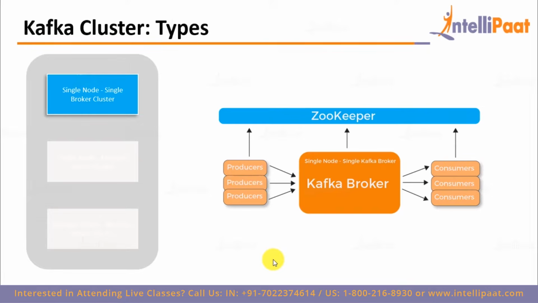So first we have the single node, single broker cluster. In a single node, single broker cluster, we just have a single node. Now, what do I mean by single node? Single node basically means a single system. So in this single system, we have a single Kafka broker over here, and we have producers sending messages to this single node, and these messages would again be consumed by all of these consumers over here. So we just have a single system, and in that single system, we have a single broker present. And that broker is responsible for maintaining the balance between the producers and the consumers.